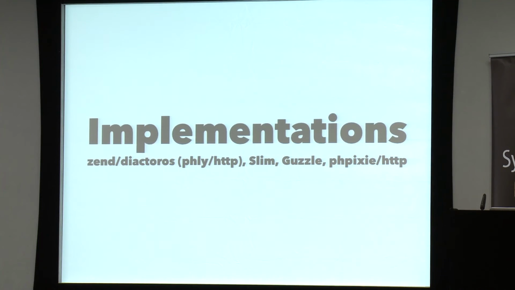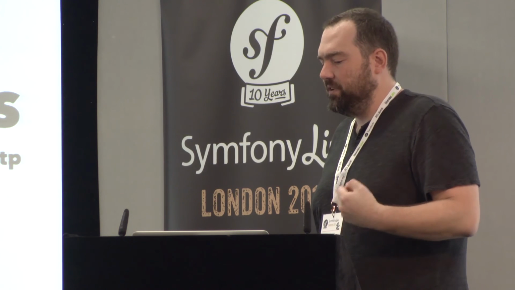If you want to look at actual implementations of PSR-7, like full implementations, Zend Diactoros is probably the canonical one. That's the one that Matthew Weier O'Phinney wrote as he was building out PSR-7, so he kept that up to date the whole time. Slim, as I understand it, is a complete implementation, as is PHPixie. Guzzle's implementation is mostly complete, except it doesn't do the server side, or it doesn't do the server request interface. It does everything else, though.